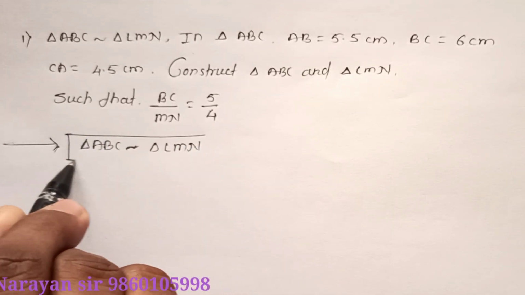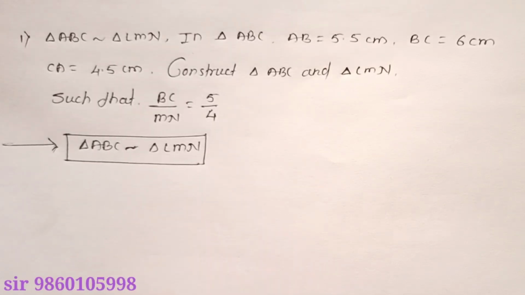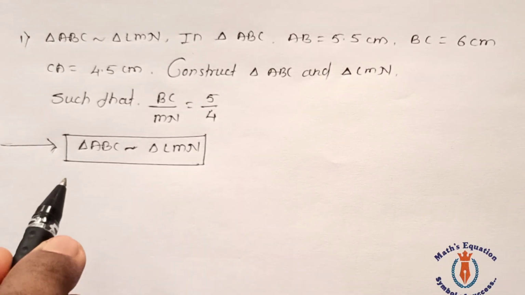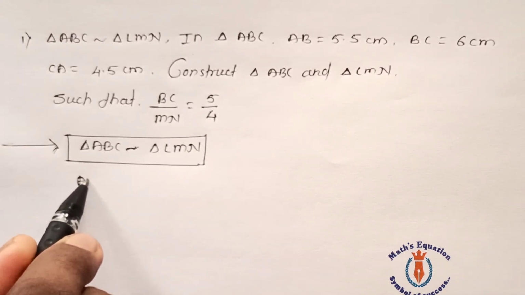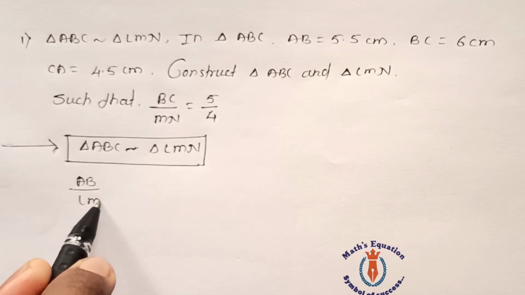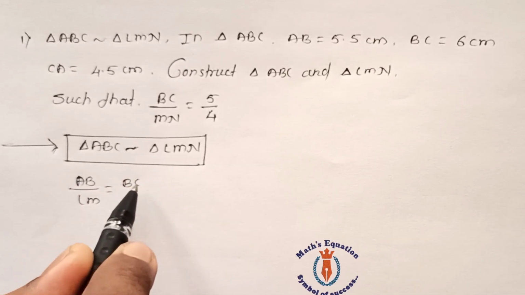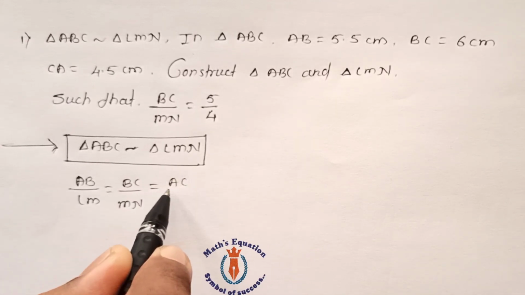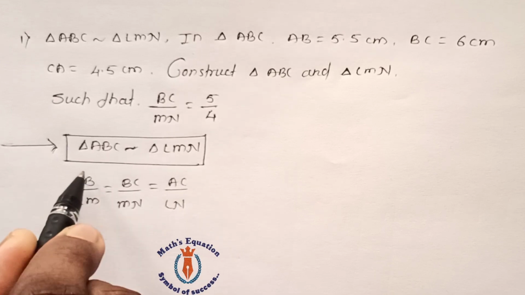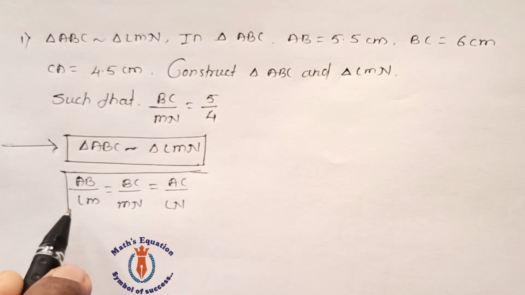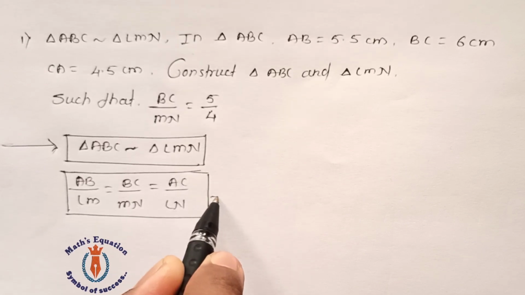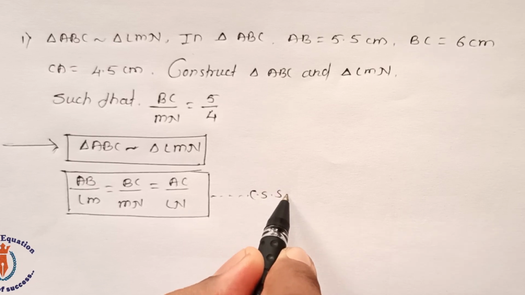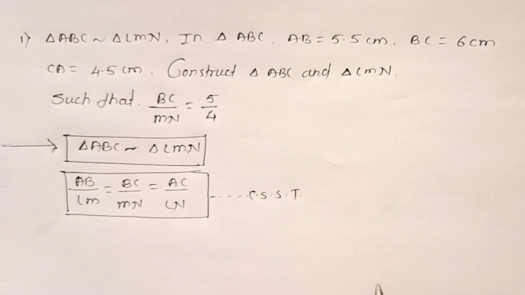Now this is given, and we know that if two triangles are similar, then corresponding sides are in proportion, so we can write here AB upon LM is equal to BC upon MN is equal to AC upon LN. Look at this. And you can write the reason here. What is the reason behind it? CSST, corresponding sides of similar triangles.